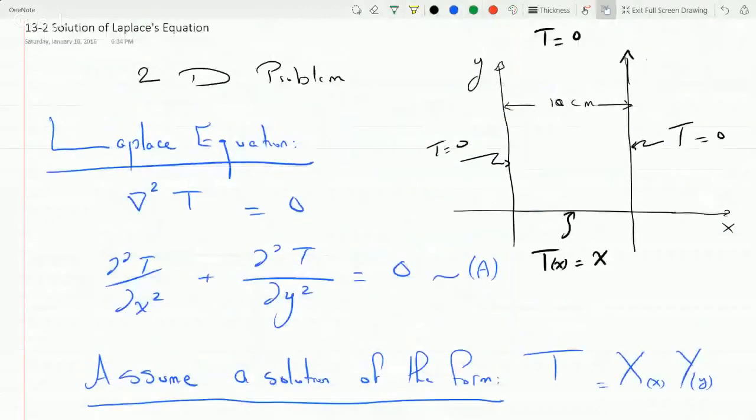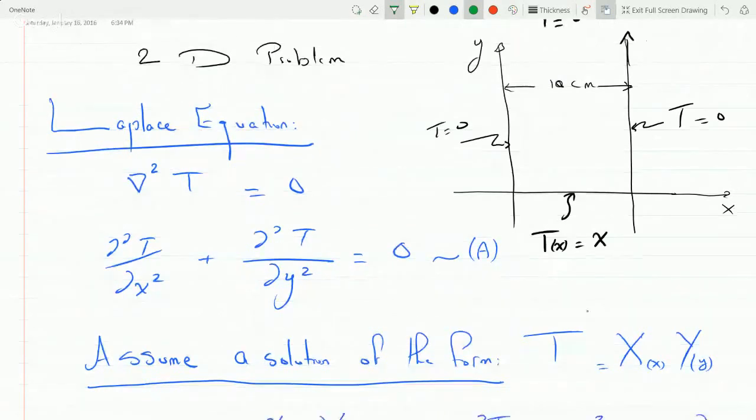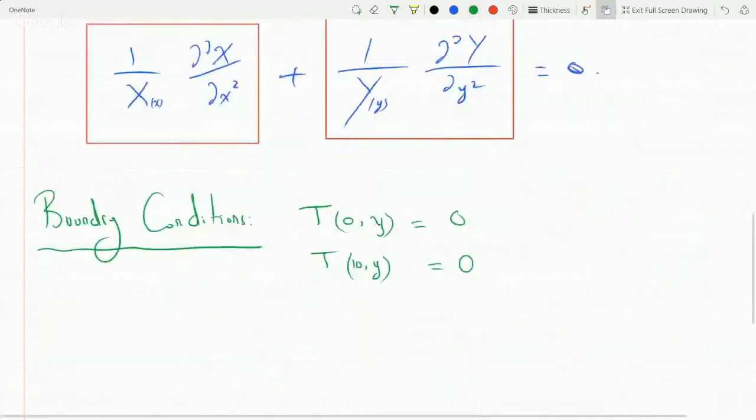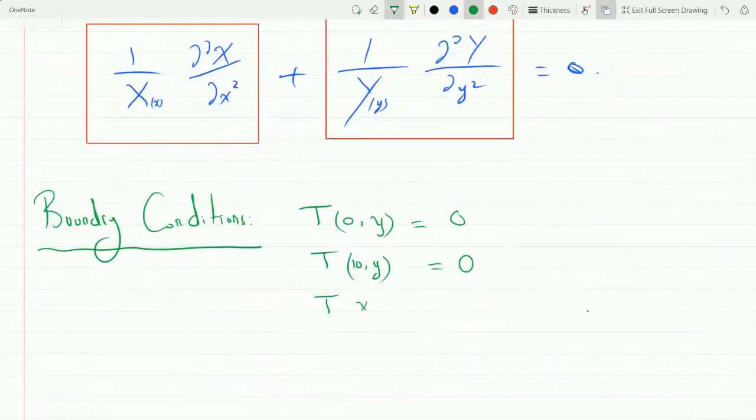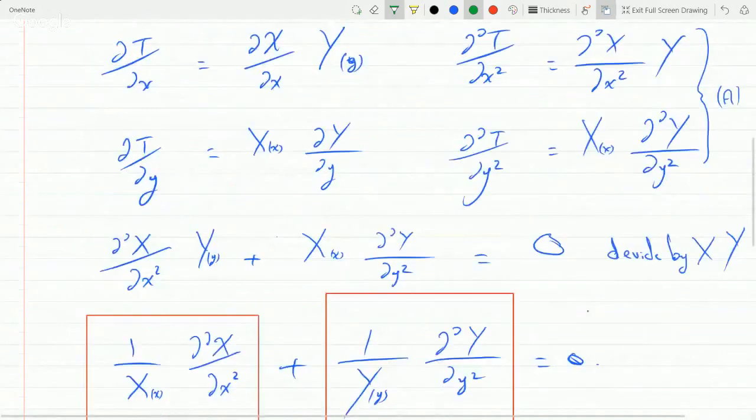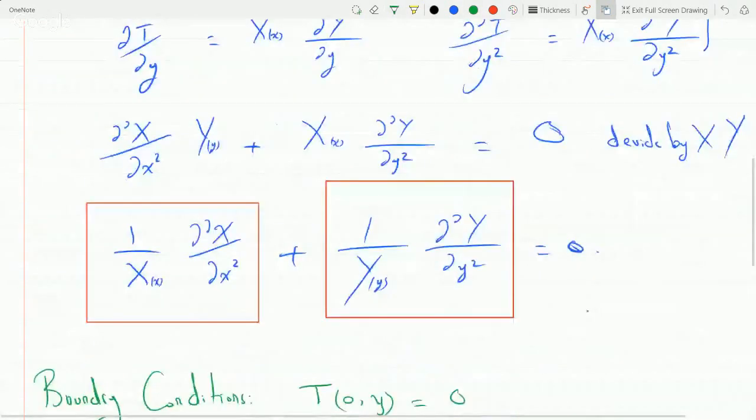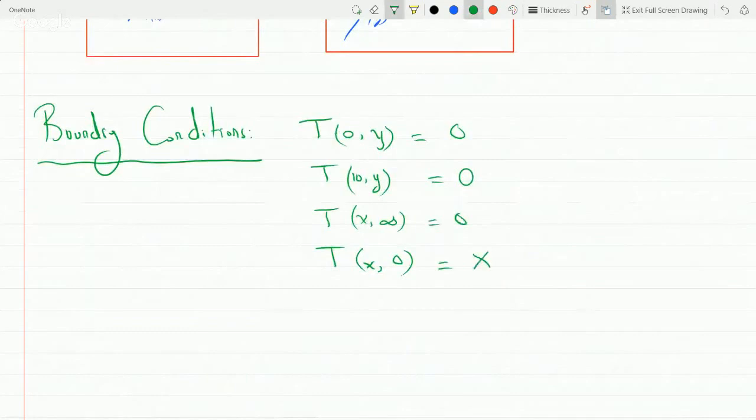Also, at x infinity, it has to equal 0 as you go way up, away from this plate that has the temperature dependence. As you go infinitely far away from it, the temperature has to go to 0. So we also have T at x comma infinity equals 0. And at x comma 0, between 1 and 10, on the x-axis, the temperature is x. So the last boundary condition has to be x.